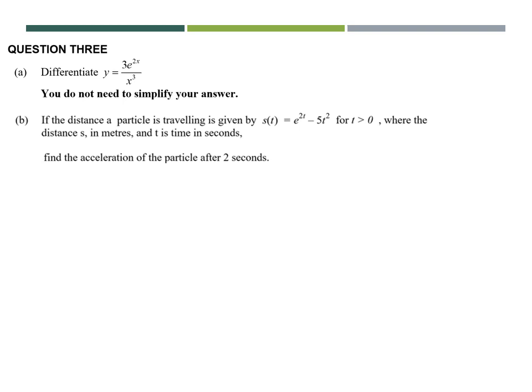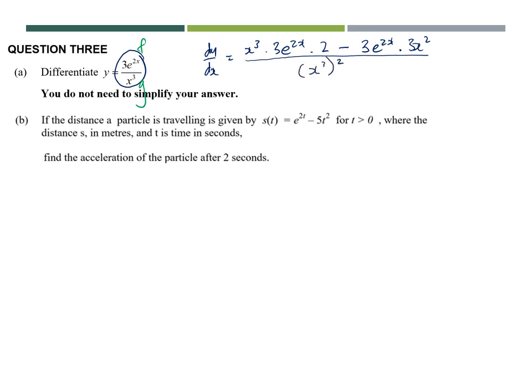Question 3. Differentiate. There is a quotient rule again. So with the quotient rule, there's f and g based on my formula. dy by dx is g times the differential of f, which is going to be 3 lots of e to the 2x times 2, minus f, 3e to the 2x, times the differential of g, which is 3x squared, all divided by g squared. There's my answer.